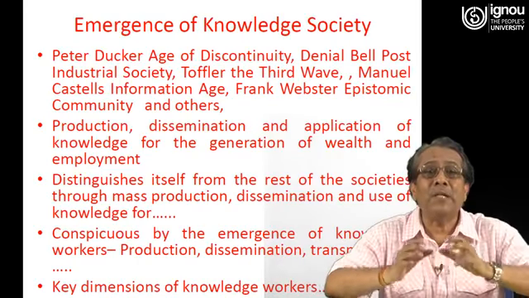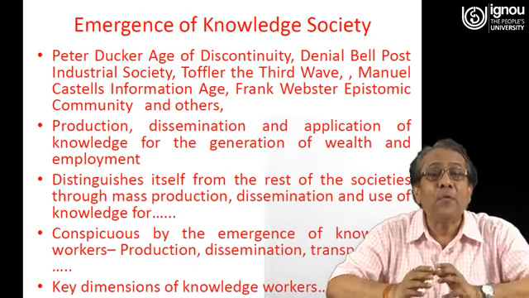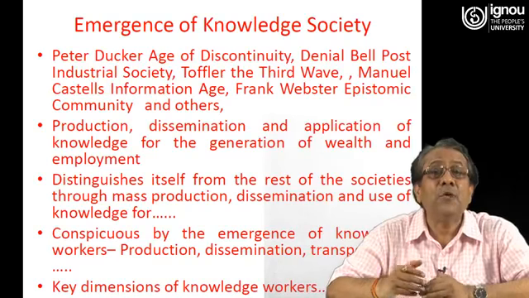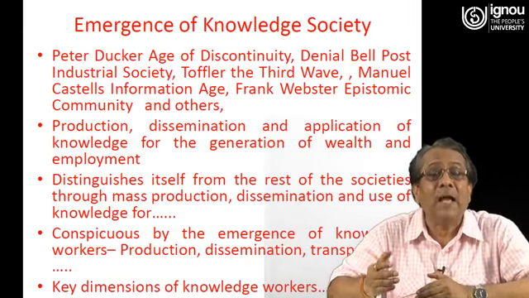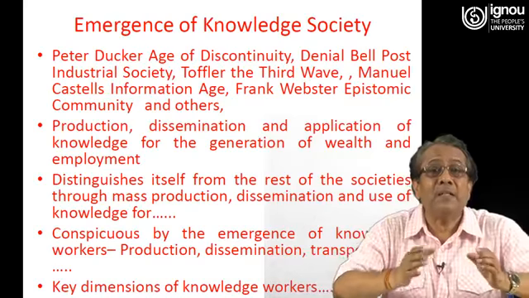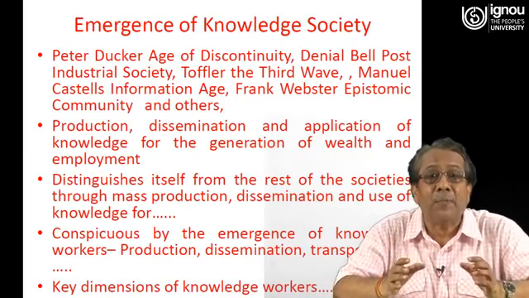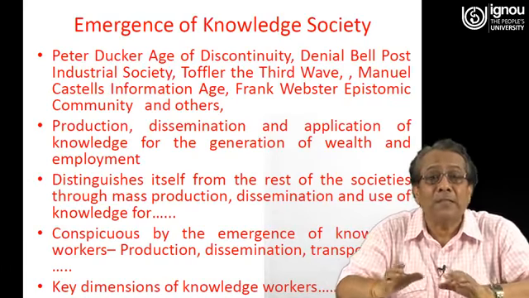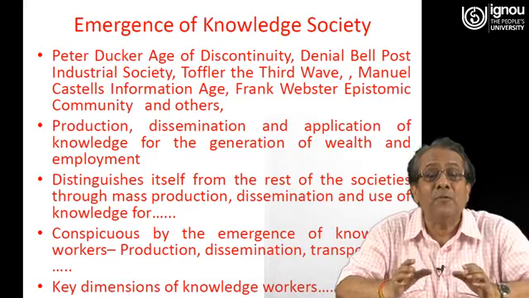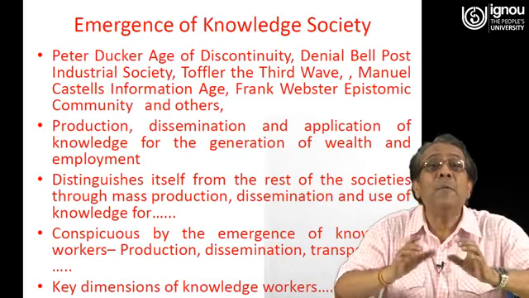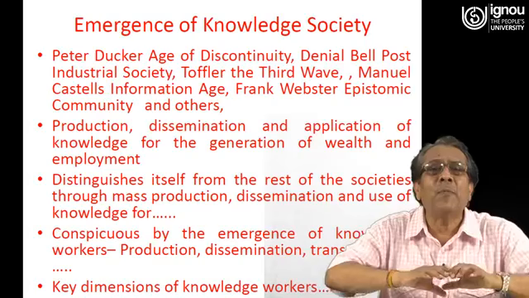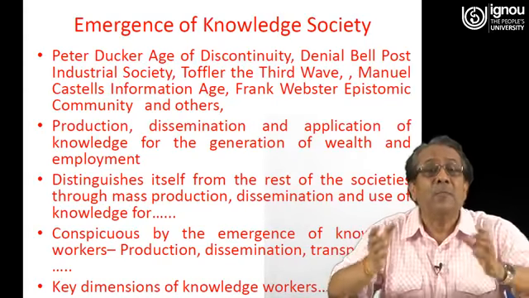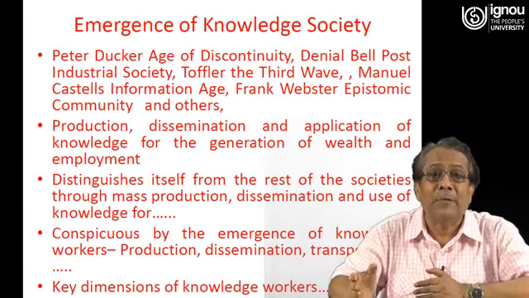But when we talk about the emergence of the knowledge society, we talk about mass production and mass dissemination of knowledge for the creation of wealth and creation of employment. So what is linked? Production, dissemination and application of knowledge for the generation of wealth and employment in the society. Knowledge is not for the sake of knowledge; knowledge has a commodity value, an economic value. It will be mass produced, not at a limited scale but at a wider scale. It will be disseminated at a wider scale, and applied at a wider scale for the generation of wealth and employment for the people in the society.